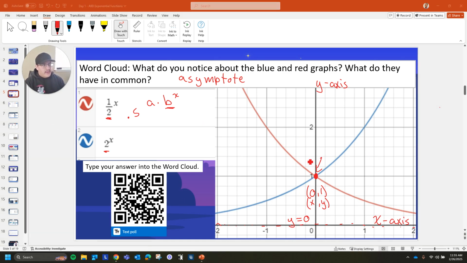Another thing I want y'all to notice is how the y-intercept (0, 1), they both have the exact same y-intercept. Whatever the a is, it is responsible for the y-intercept. Notice how there's no number in front of either one of these. They are invisible ones. So they both have a y-intercept in common associated with the number 1. That's why you see that right over here. So that y-intercept is associated with the a value, the invisible number in front of the base.